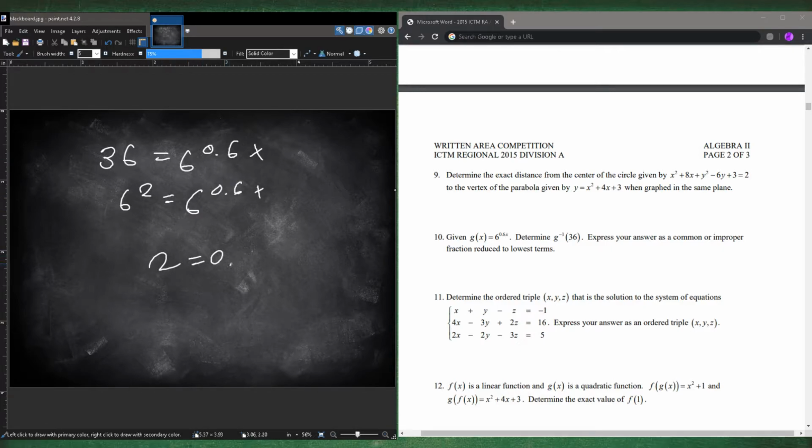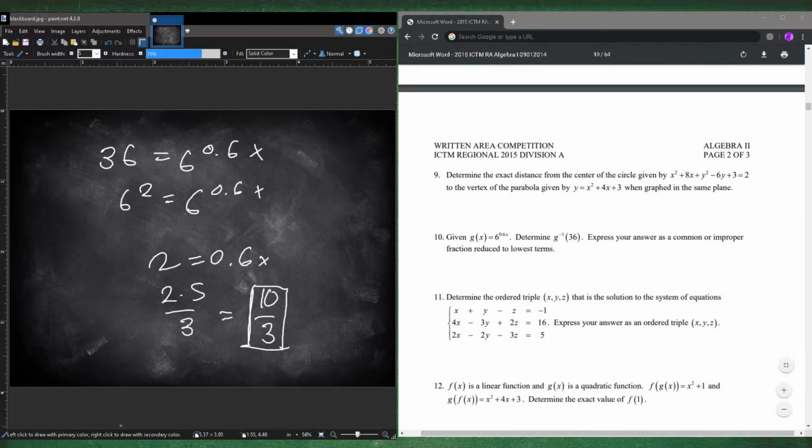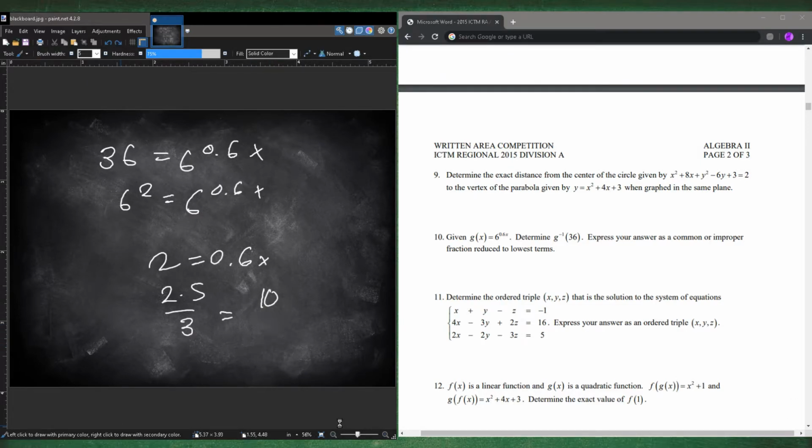So 36 is 6 squared, so 6 squared equals 6 to the power of 0.6x. That means 2 is 0.6x. So that means x equals 2 over 0.6, and 0.6 is just 3 over 5, so that's 2 times 5 over 3. So that equals 10 over 3, and that's your answer. And that's basically it, just a bit of arithmetic. Okay, let's erase that.